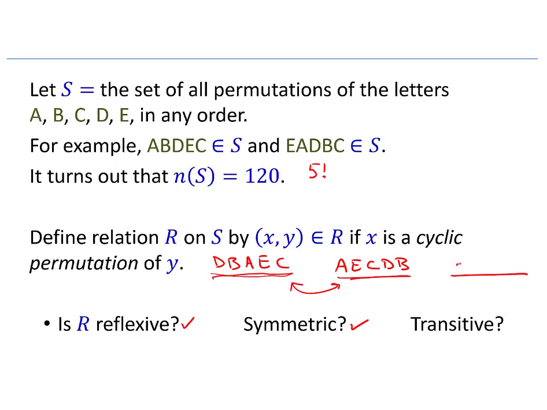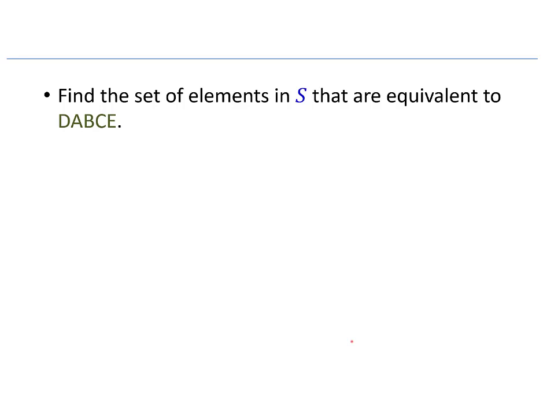If there was a third thing out here, and the first was a cyclic permutation of the second, and the second was a cyclic permutation of the third, well, yeah, then the first would be a cyclic permutation of the third. Yep, so not doing anything serious, but just general intuition, yes. It does seem as though this relation is reflexive, symmetric, and transitive. This looks like an equivalence relation. So, find the set of elements in S that are equivalent to DABCE. What are all the permutations equivalent to DABCE?